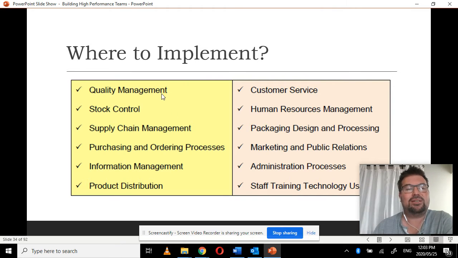Okay, so where to implement? You can do it in quality management, stock control, supply chain, purchasing and ordering processes, information management, product distribution, customer services, human resources management, packaging design and processing, marketing, public relations, administrative processes, and staff training technology use.